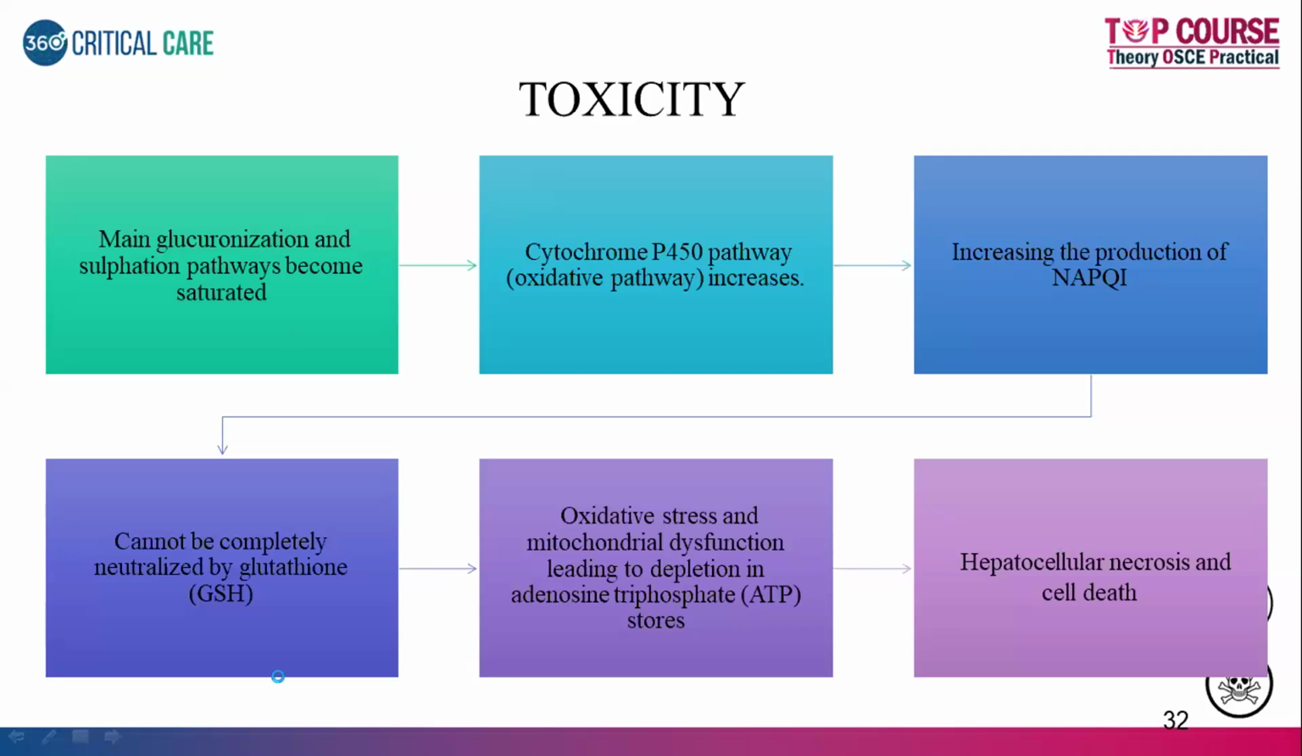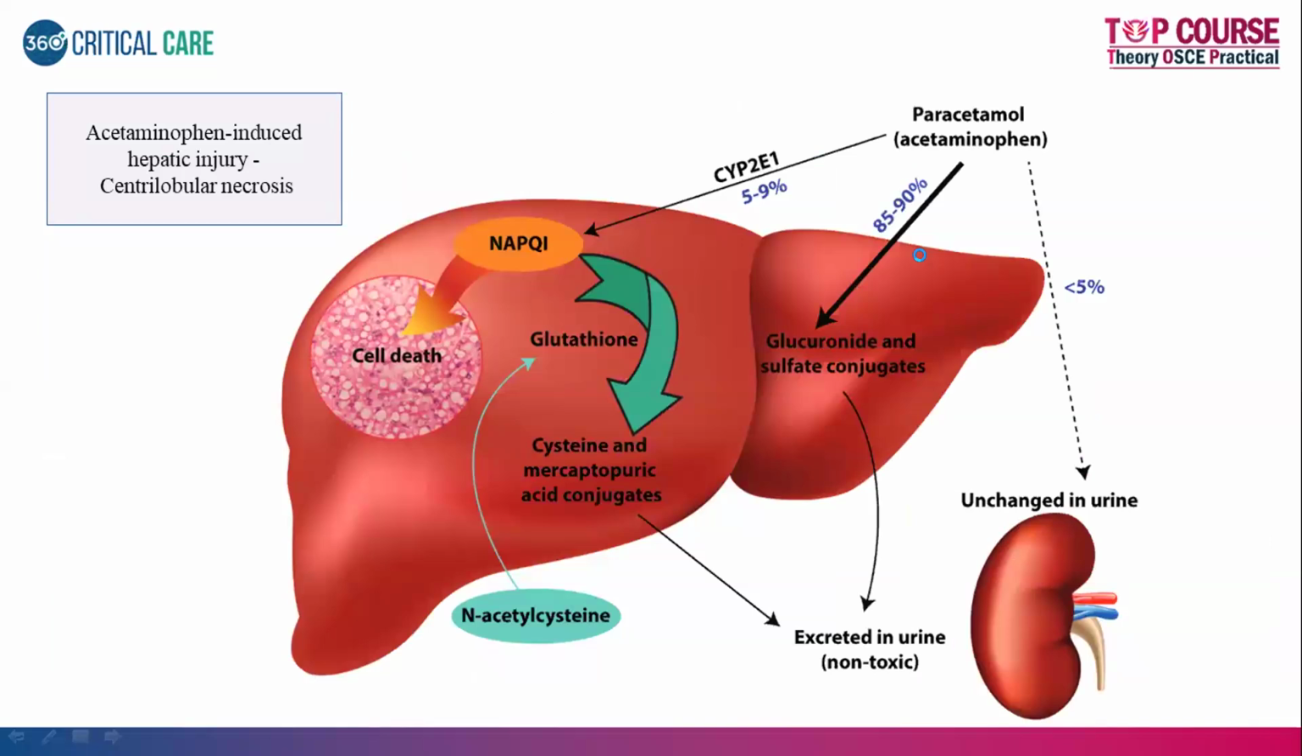Okay, so this is what happens in case of paracetamol toxicity. If you want to give a better answer in your exam, please put this diagram and mention it. Of paracetamol, 80 to 90% forms glucuronide and sulfate conjugates. Around 5 to 10%, because of the cytochrome enzymes, is converted to NAPQI, which is usually toxic. But because of the glutathione stores present in our body, it gets converted to cysteine and mercapturic acid conjugates, which are usually non-toxic and excreted in the urine.